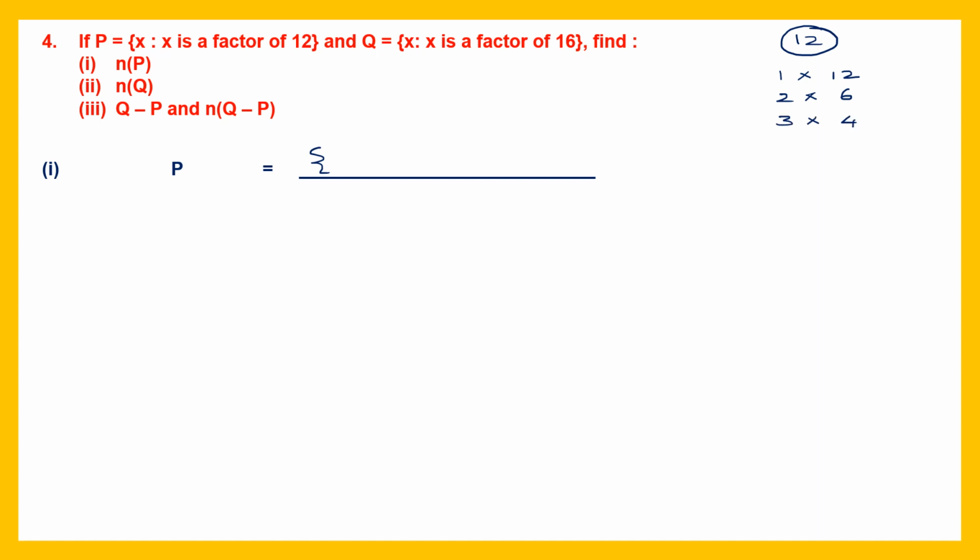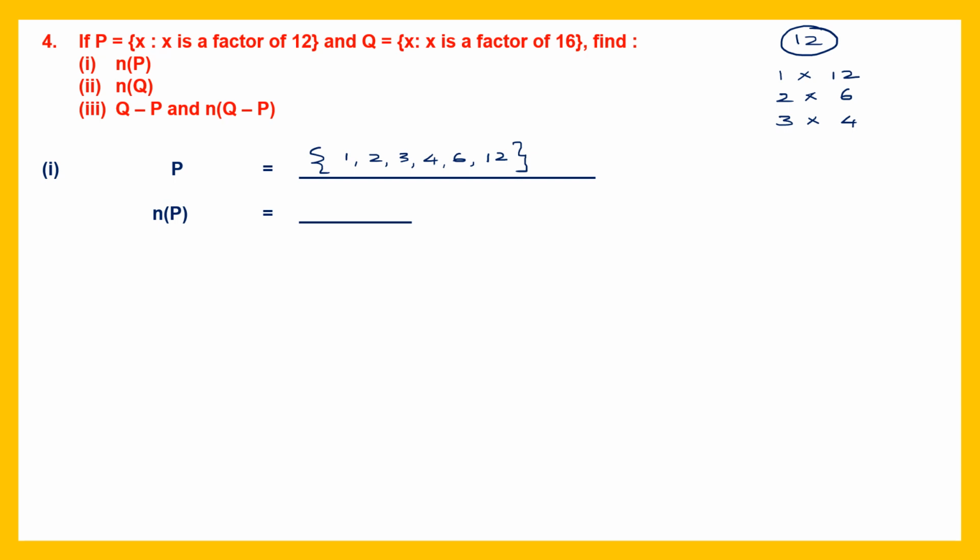No other number will give you 12 when you multiply. So these are the factors. What are the factors here? 1, 2, 3, 4, 6 and 12. So let's write it down: 1, 2, 3, 4, 6 and 12. These are the elements of set P.